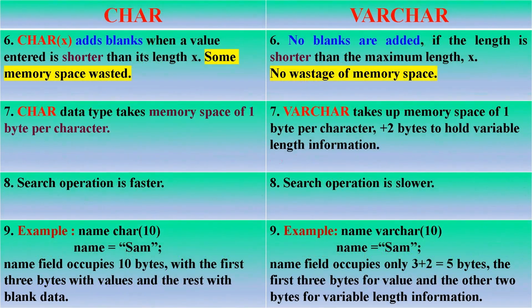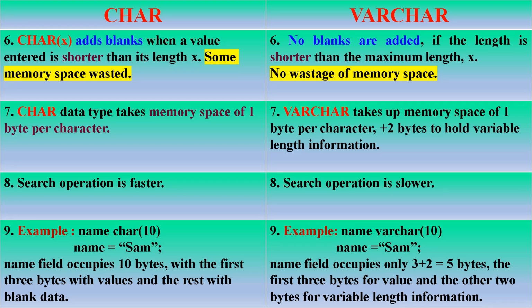Sixth point. Char of x adds blanks when a value entered is shorter than its length x. So some memory space is wasted. Whereas, in varchar data type, no blanks are added if the length is shorter than the maximum length x. No wastage of memory space. Seventh point. Char data type takes memory space of 1 byte per character, whereas varchar takes up memory space of 1 byte per character, plus 2 bytes to hold variable length information. This makes varchar more space efficient for variable length strings compared to char, which reserves a fixed amount of space per character.